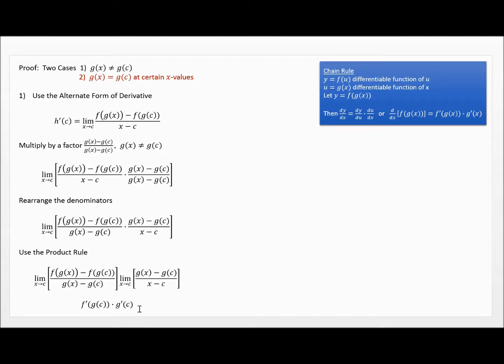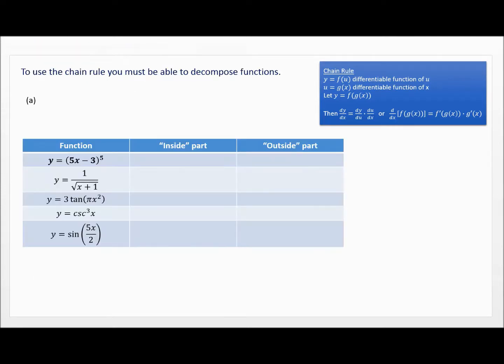Now, that's true for c, but this is the alternate form of derivative, which also proves it for x. Again, you've got this weird special case. What if g of x equals g of c? But we're not going to worry about that weird situation. This is enough that we'll feel comfortable using it. And if you're curious, I do believe it's in the appendix section of your textbook. Now, I am far more interested that you know how to use the derivative.